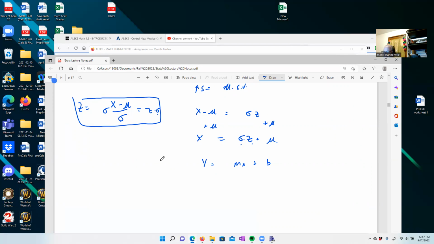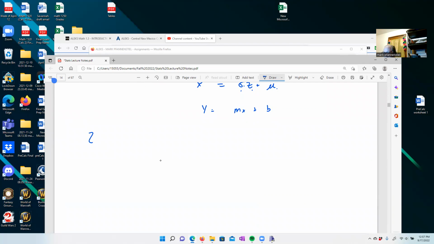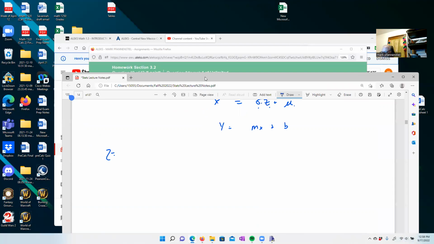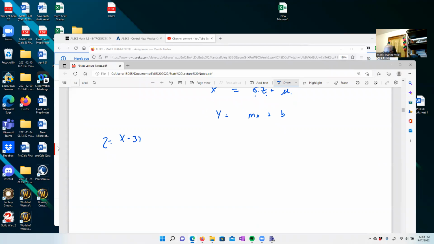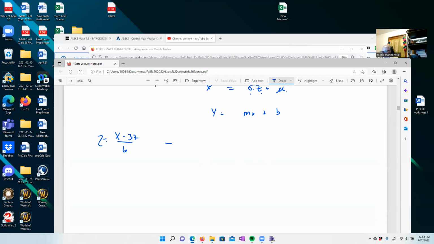As long as we remember we have z equals, we could write this down. We have a mean of 37 and a standard deviation of 6. So we want x minus 37 over 6. They want to know 1.5 standard deviations below the mean, so that's going to be a negative number. We want negative 1.5 equals x minus 37 divided by 6, and all we're going to do is solve for x. So multiply both sides by 6.